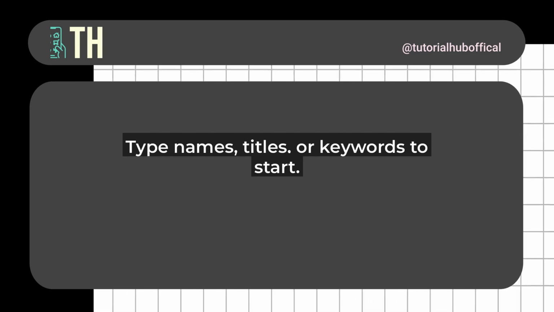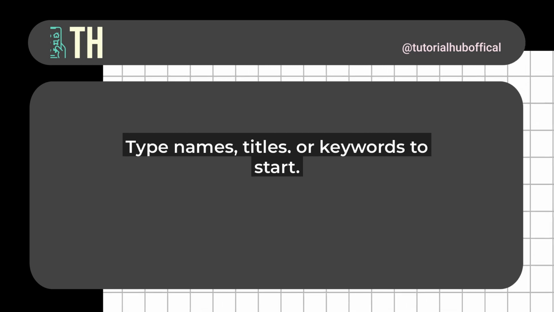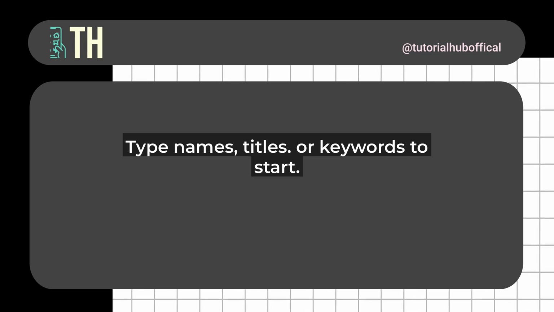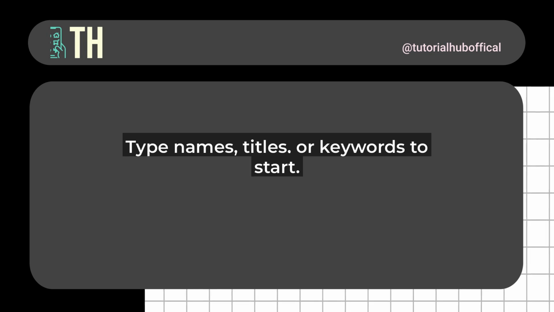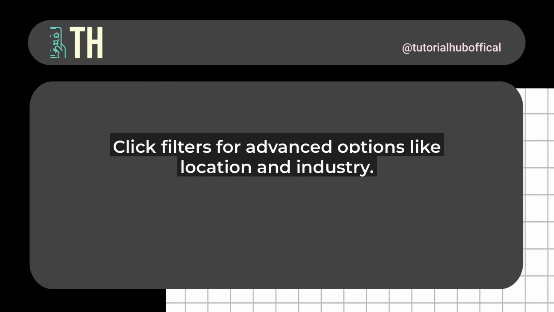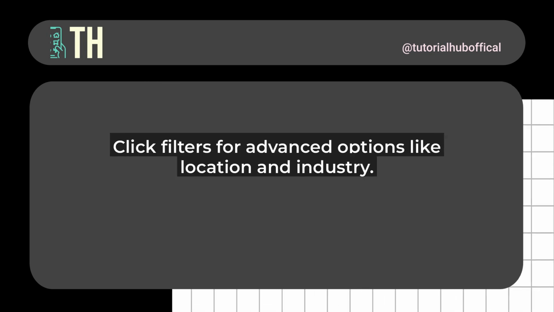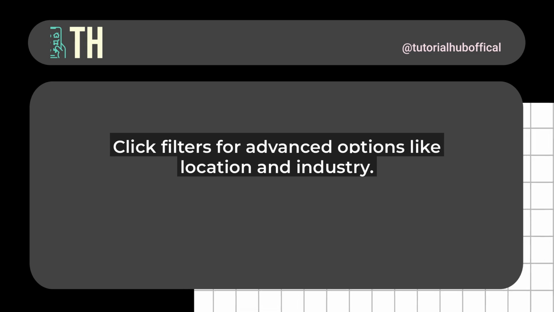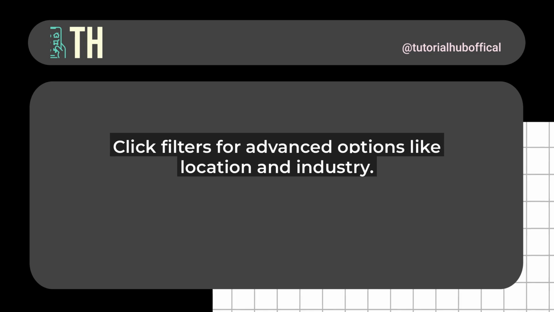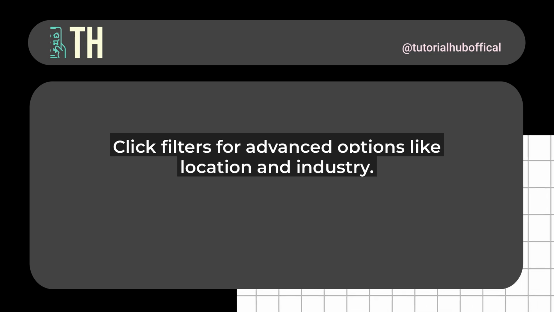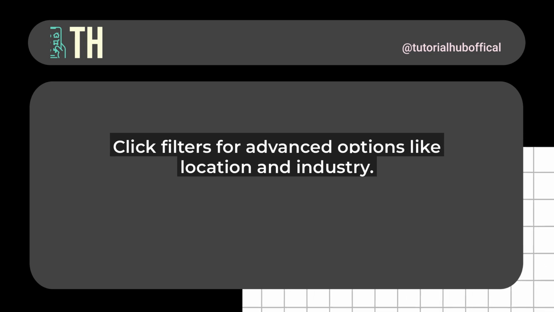Now, in 2025, LinkedIn has rolled out some cool AI-powered enhancements to make your searches smarter. After entering your query, click on the filter icon that appears below the search bar. Here, you can narrow down results by location, industry, current company, education, or even mutual connections. This helps you find exactly who you're looking for without sifting through irrelevant profiles.